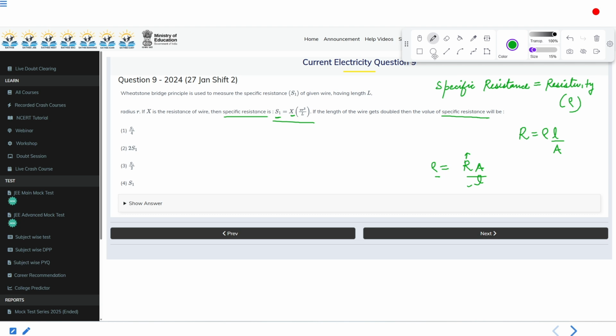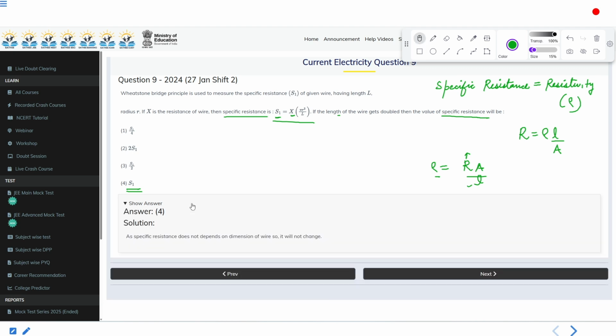So we are increasing the length, we are changing the dimension. What is the specific resistance? S1 by 4, 2 S1, S1 by 2, or S1? It doesn't depend on dimensions, so it will remain S1 as it is. Let's see the solution. As specific resistance does not depend on the dimensions of the wire, it will not change. Got it?